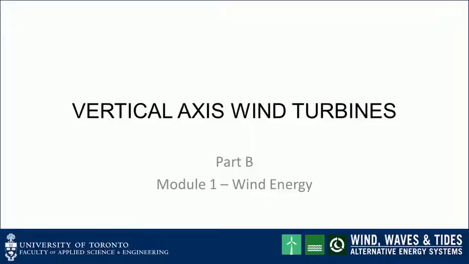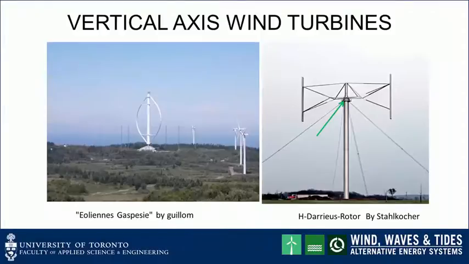There are also vertical axis wind turbines that operate on the principle of aerodynamic lift, and this lecture will very briefly describe them. There are two main types of vertical axis wind turbines that operate using aerodynamic lift. The blades are airfoil sections just like the blades on a propeller-type horizontal axis wind turbine. The first is the Darrieus or egg beater design on the left.